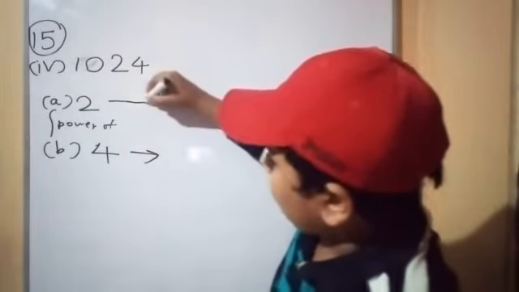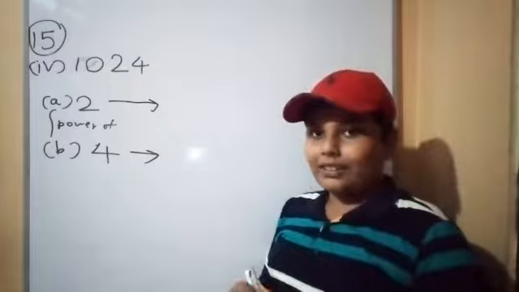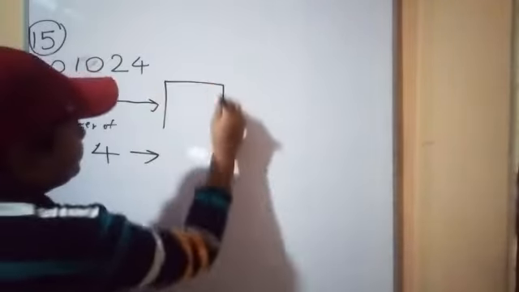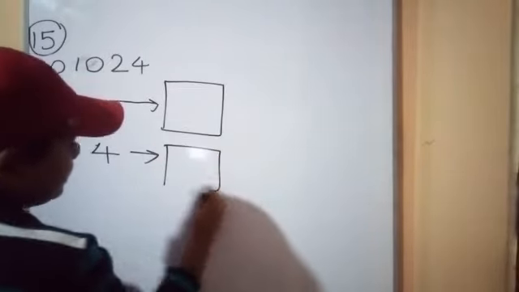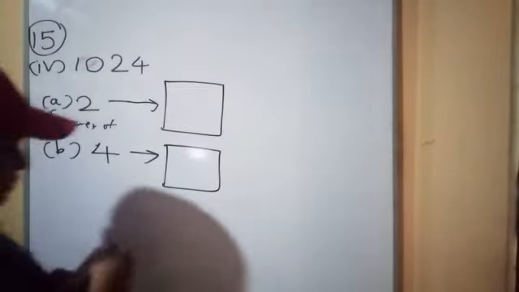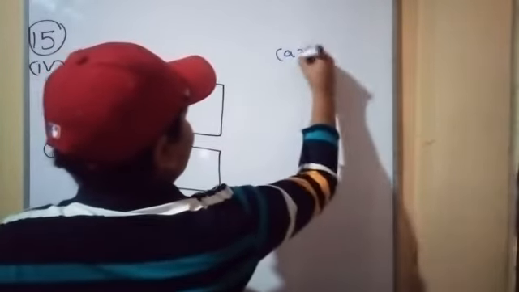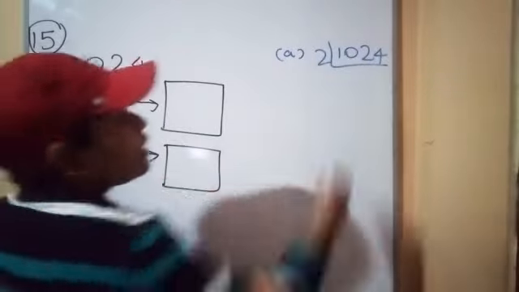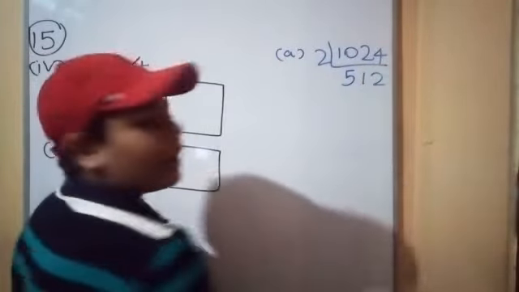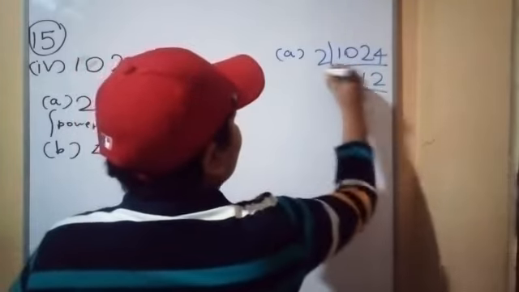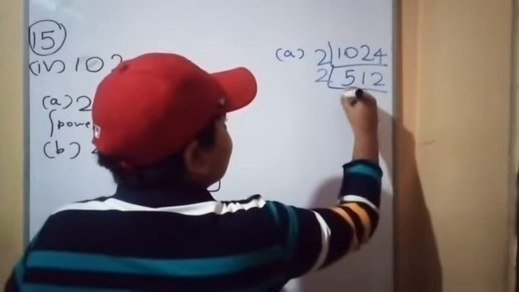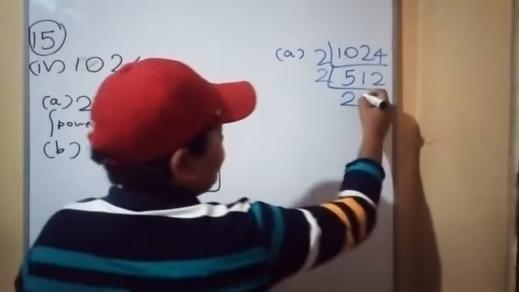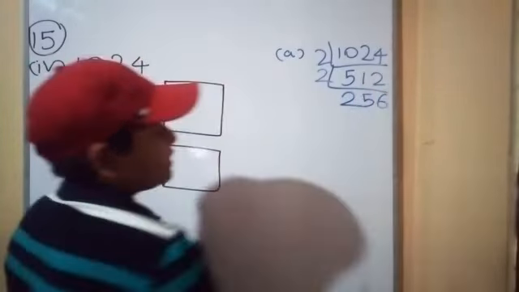Now how many powers are there? That means we divide. Let's divide now. A is the power of 2. Now 1024 divided by 2 is 512. Again divide by 2.